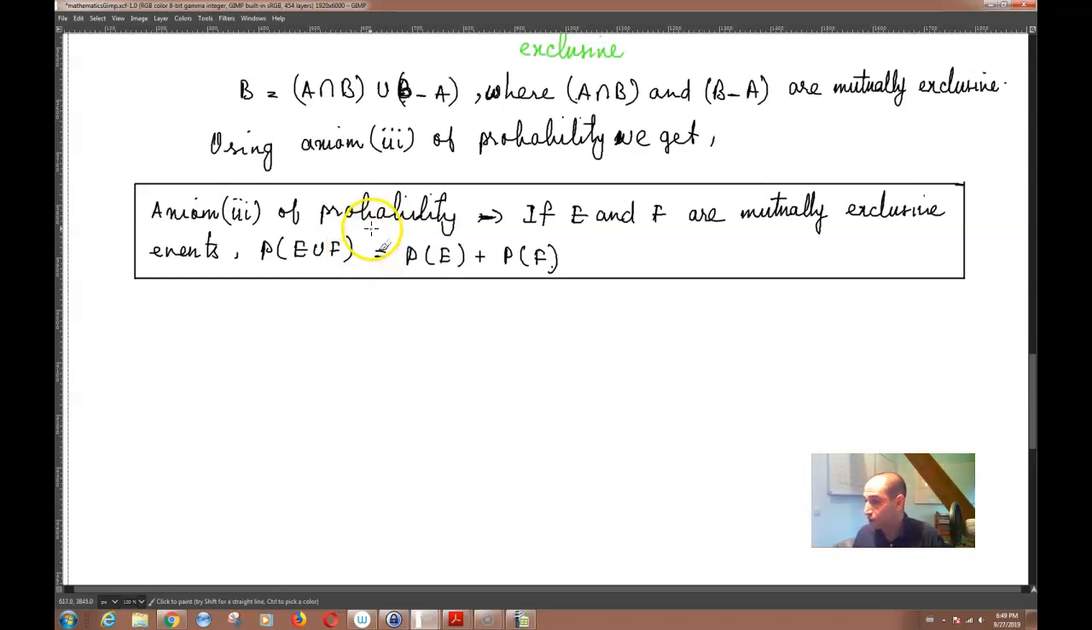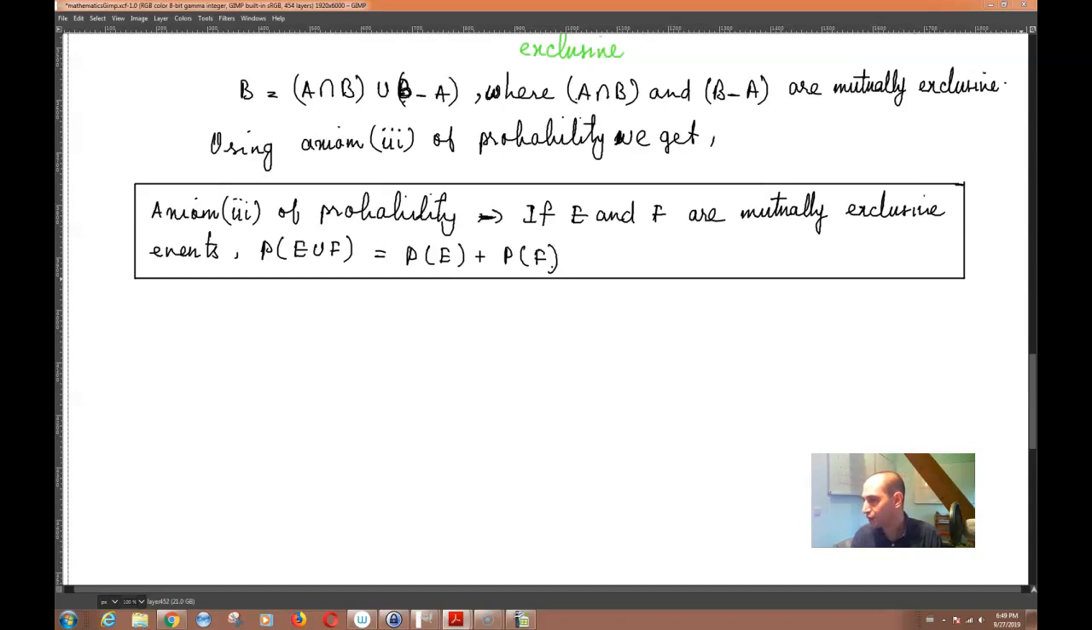So we said that if E and F are mutually exclusive, which is of course the condition already there, mutually exclusive events, then P of E union F is equal to P of E plus P of F. So that was basically the third axiom of probability that we did here.